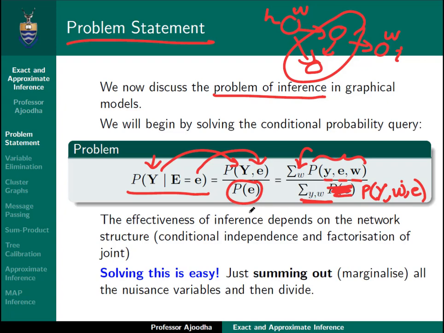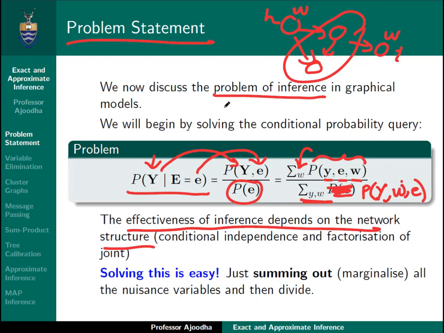So this is basically what the inference problem is trying to do. And the effectiveness of inference in a graphical model heavily depends on the network structure. Depending on how these arrows are manifesting in between these variables, we'll get different kinds of computational complexity or effectiveness for the inference procedure that we're using. This is the problem of inference. So now how do we actually solve this problem?